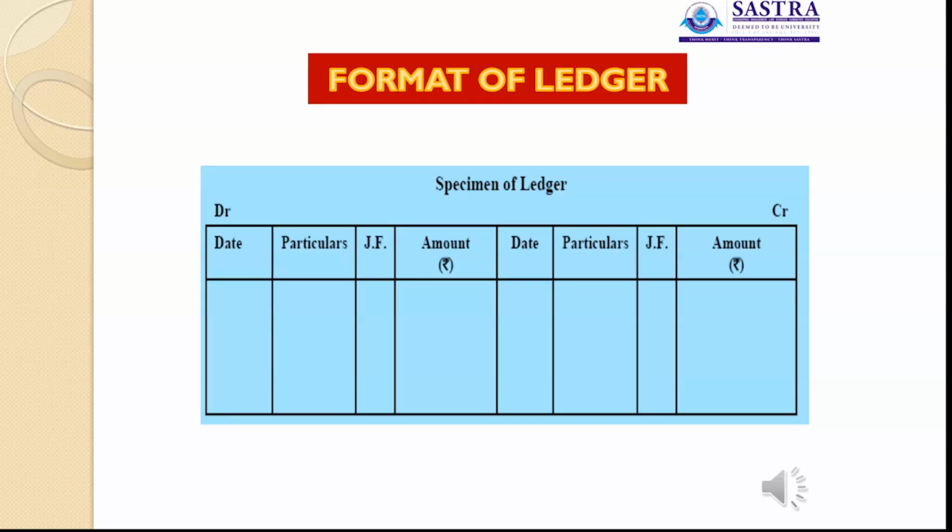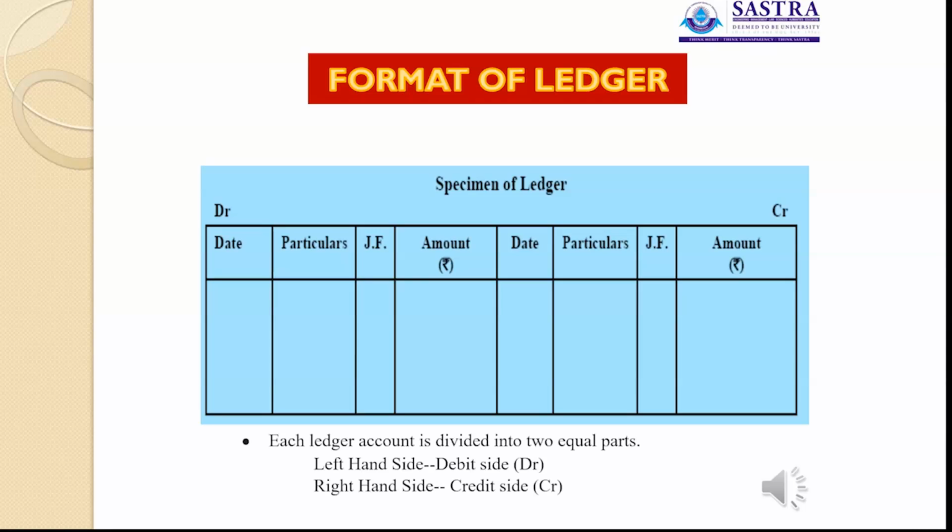Here there are two sides of an account. Left hand side is the debit side and right hand side is the credit side. In both sides, the first column is for date, second column for details or particulars, third column for the journal folio, and in the fourth column the amount of the transaction is recorded. So this is the format of ledger.